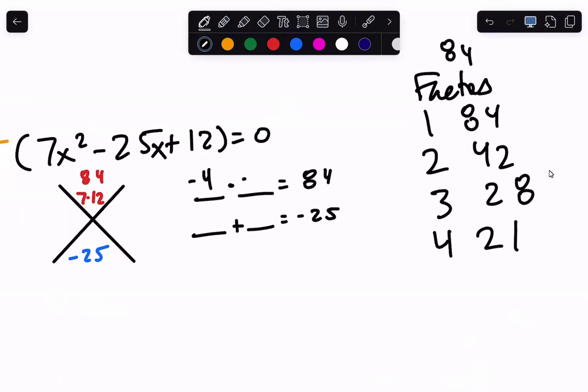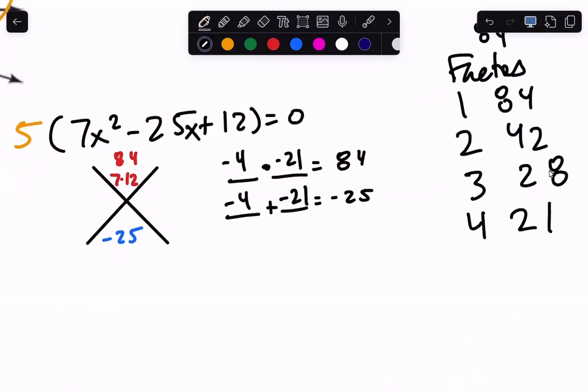So negative 4, negative 21. Negative 4 times negative 21 is 84, and then negative 4 plus negative 21 is negative 25. So then we're gonna write negative 4, negative 21. But remember, since we multiplied by 7 to the last term, we have to divide each term by that value. So divide by 7. Negative 4 over 7 does not simplify, but negative 21 over 7 simplifies to negative 3.